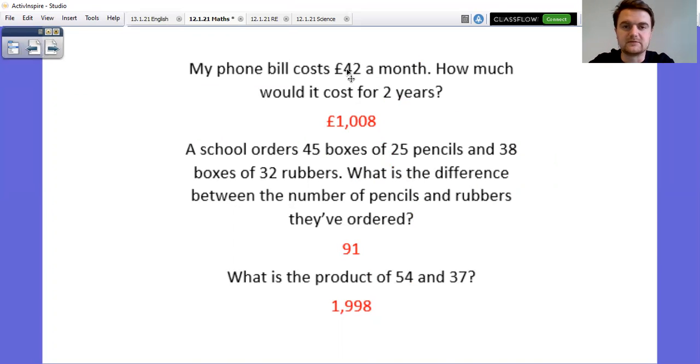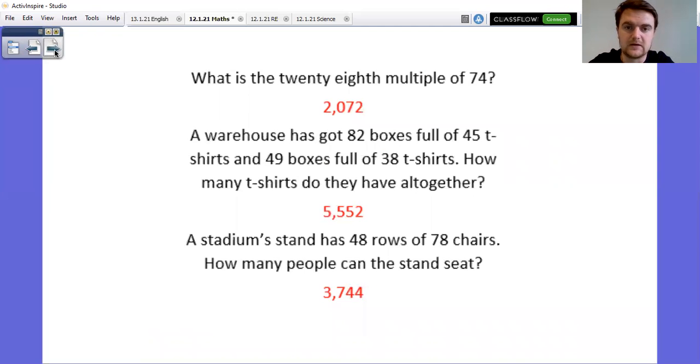So the first one, you needed to do 42 times 24 because there are 12 months in 1 year, which means there are 24 months in 2 years. In the second question, you needed to do 45 times 25, and then separately 38 times 32, and then work out the difference between those two answers, which is why you've got 91. For the third question, 54 times 37. For the fourth question, 28 times 74. For the fifth question, you needed to do 82 times 45 and then 49 times 38 and then add those two numbers together. And then finally, you needed to do 48 times 78.